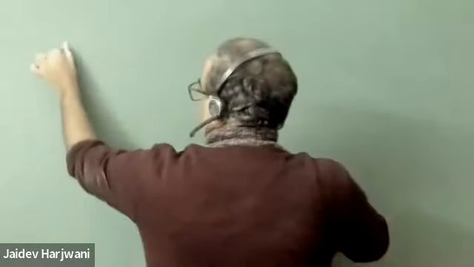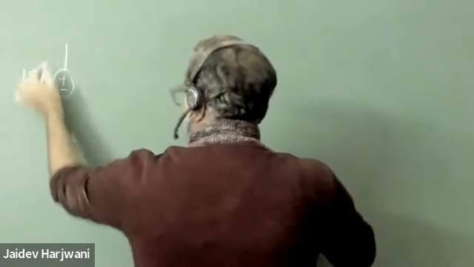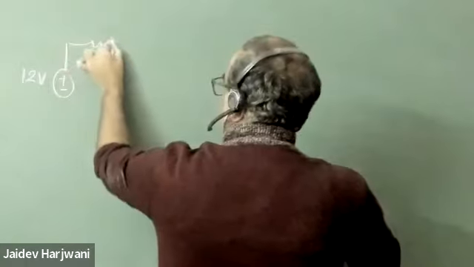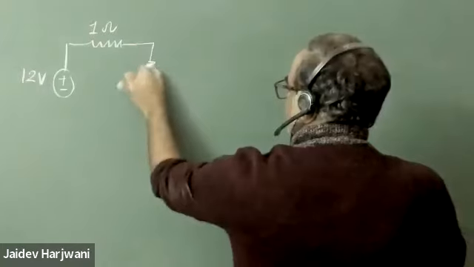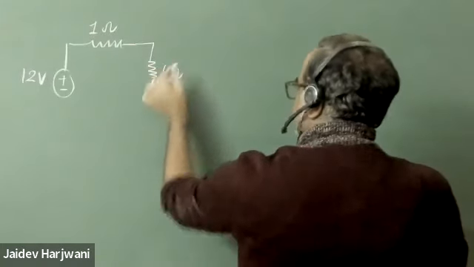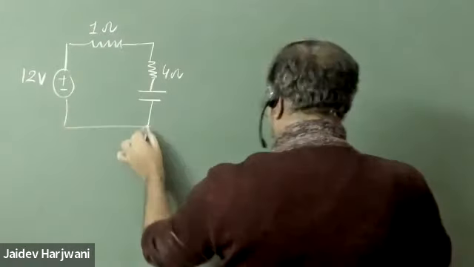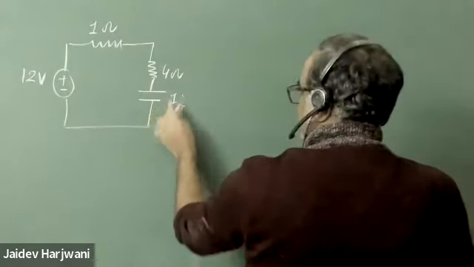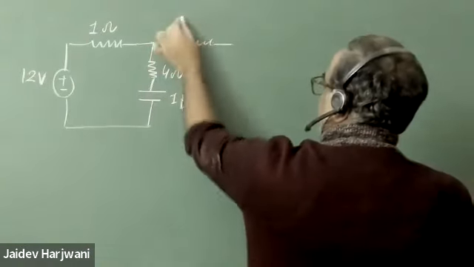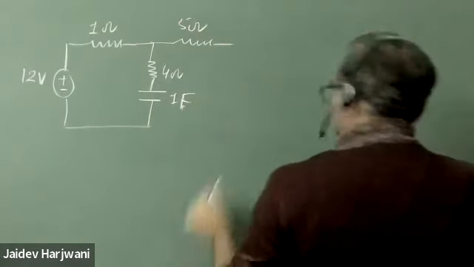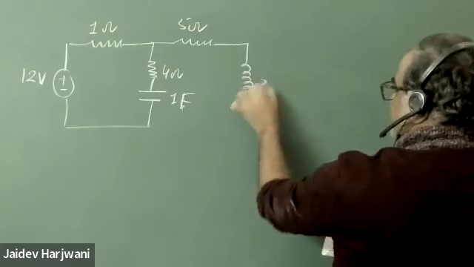Suppose we have been given a voltage source of 12 volt, and here we have a 1 ohm resistance. Then we have a 4 ohm resistance. Here we have one capacitor of 1 farad, and then a resistance of 5 ohm, and then an inductor of 2 Henry.